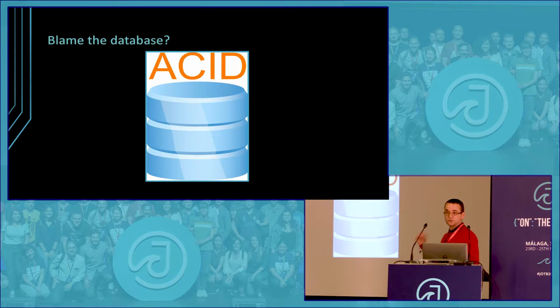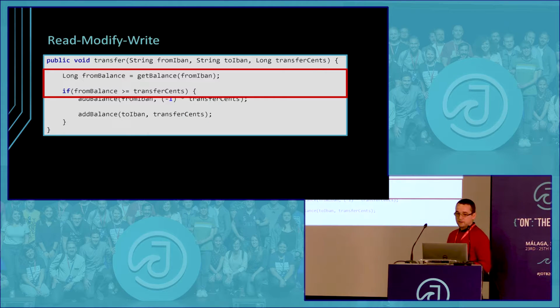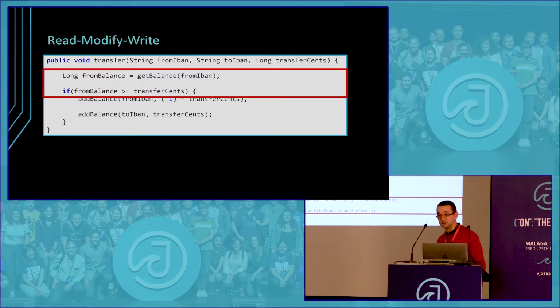I was using PostgreSQL, so you can blame the database, because we know that databases are ACID, and the database should have protected us against issues like this. However, it's not a database issue here. If you check again, you do the read, and then you do the check. It's a read-modify-write pattern, but that happened in one transaction, and then the write happens in a different transaction.